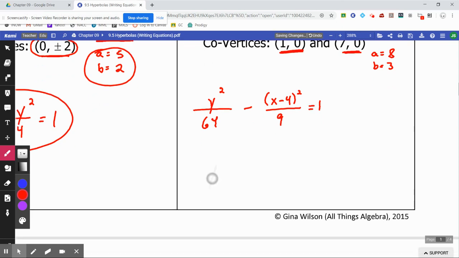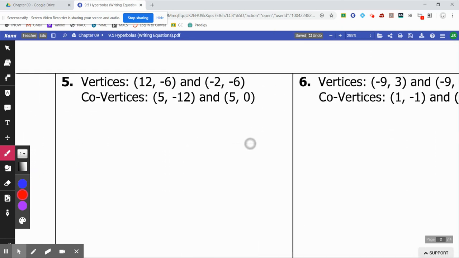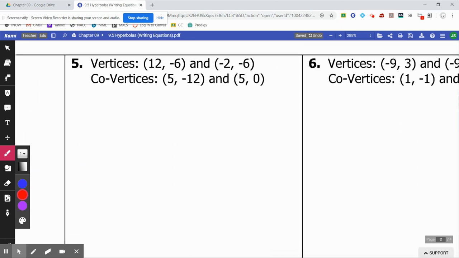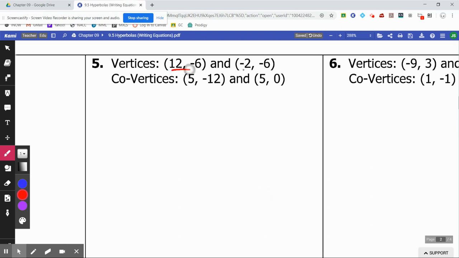There's your formula. Number 5. Step number 1, let's find our center. The point that's in between these, we can add, I'm going to put it over here.